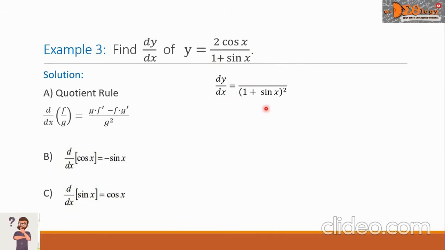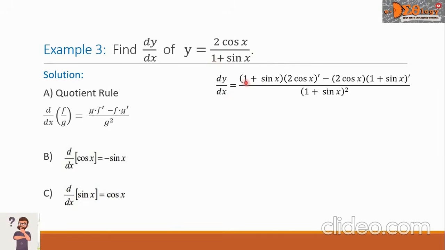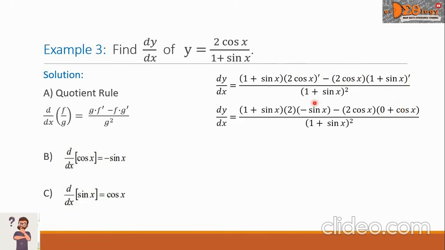And then in the numerator, we're going to write 1 plus sine x, that is the g function, times the quantity, which is the derivative of the numerator. So this is 2 cosine x prime. Then minus, we will copy the numerator, 2 cosine x times the derivative of the denominator, 1 plus sine x. That symbol here again shows derivative. Let us now simplify the corresponding derivatives into like this.